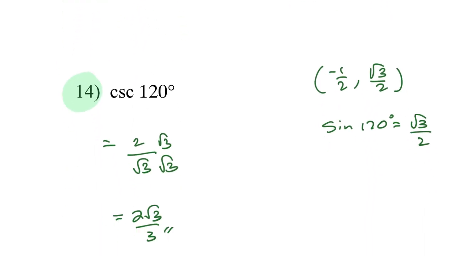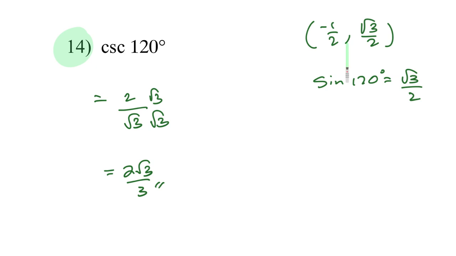Number 14, again, cosecant of 120 is negative 1 over 2 and the square root of 3 over 2. Sine of 120 is the same as the square root of 3 over 2, right? So cosecant is the reciprocal of this, so I got 2 over the square root of 3. And by rationalizing here, I got 2 square root of 3 over 3.